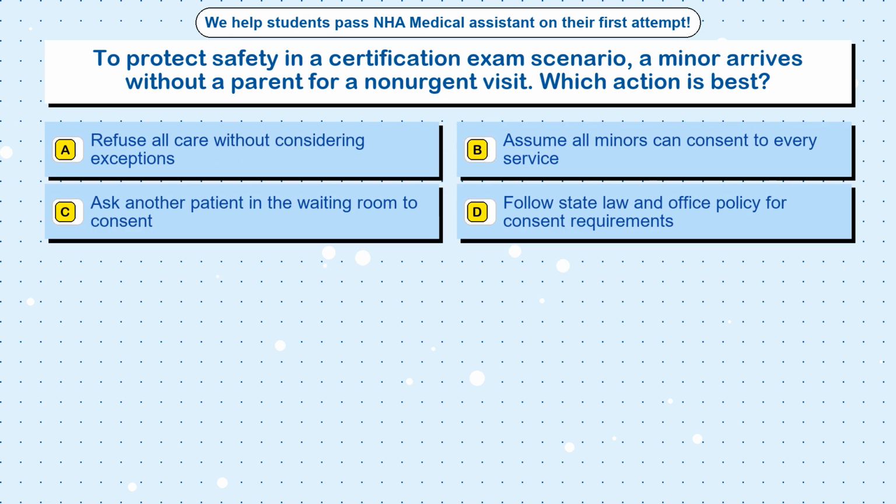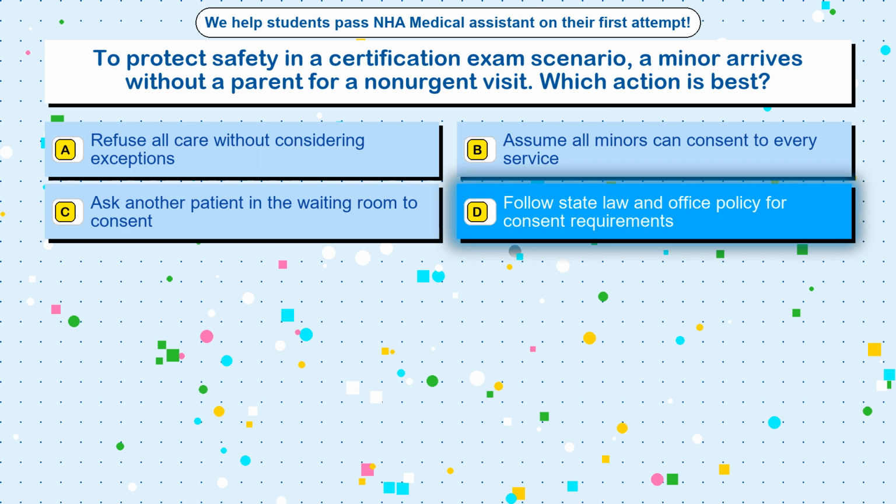Question 60. To protect safety in a certification exam scenario, a minor arrives without a parent for a non-urgent visit. Which action is best? Option A. Refuse all care without considering exceptions. Option B. Assume all minors can consent to every service. Option C. Ask another patient in the waiting room to consent. Option D. Follow state law and office policy for consent requirements. The correct answer is option D.